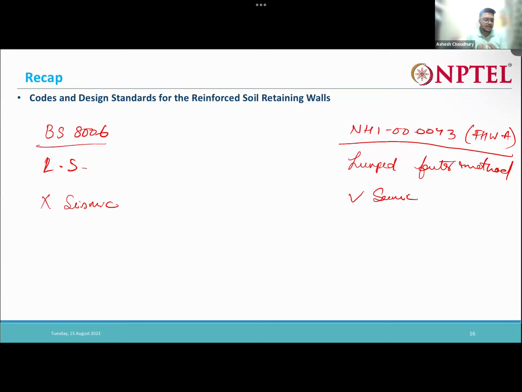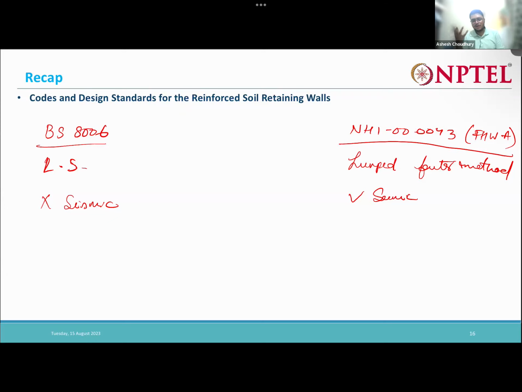Now, how are the forces, or stress forces, or the loads that are dealt with actually different in both the cases? As we said, BS 8006 deals with the limit state method, and this NHI actually deals with the lumped factor approach. Okay, lumped factor. BS 8006 doesn't check for the overturning and eccentricity.